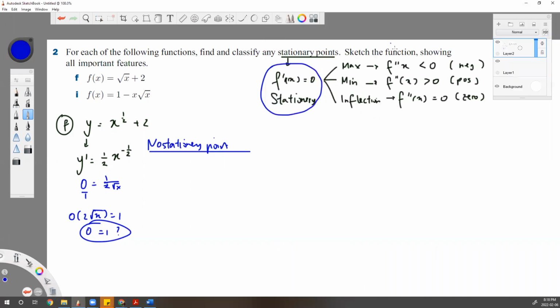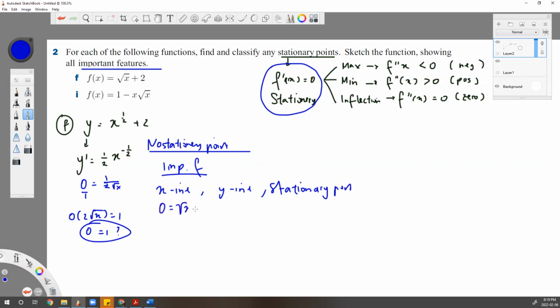So what are the important features? I think the important features are quite simple, guys, girls. Important features need the x-intercept, y-intercept and stationary point, if there is any. It is optional, the stationary point. So only 3 parts. The x-intercept happens when y equals 0.